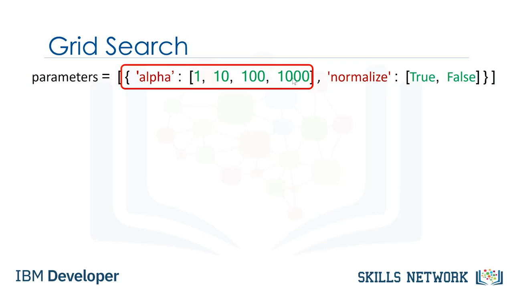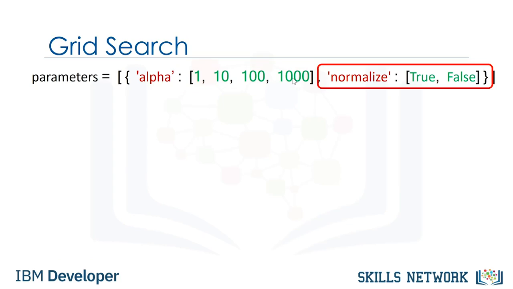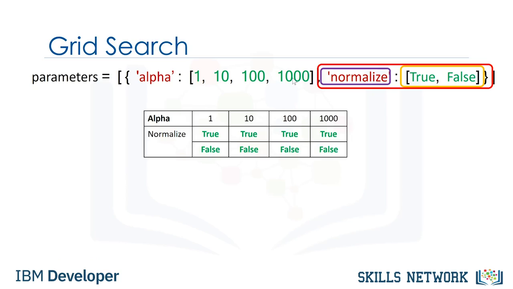The term alpha is the first element in the dictionary. The second element is the normalize option. The key is the name of the parameter. The value is the different options, in this case because we can either normalize the data or not. The values are true or false, respectively. The dictionary is a table or grid that contains two different values.